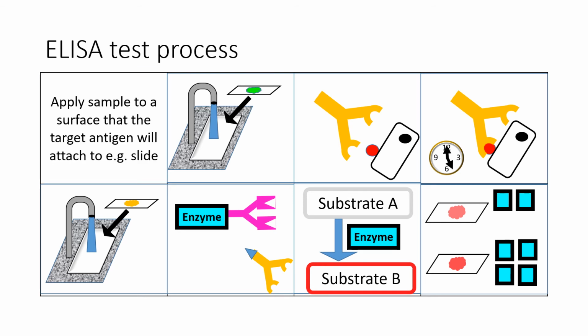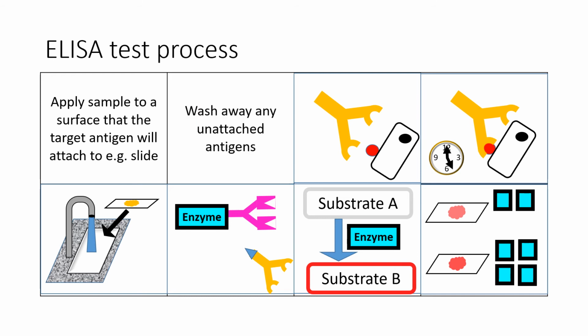Then what we do, just to make sure we don't have anything on there that shouldn't be on there, is we wash and remove any part of any antigens or any pathogens or any substance that is not fixed to the slide. Then we introduce our first antibody. By introducing our first antibody, that antibody will attach to the antigens of the particular substance we are testing for, or particular type of pathogen we're testing for, if it is present.